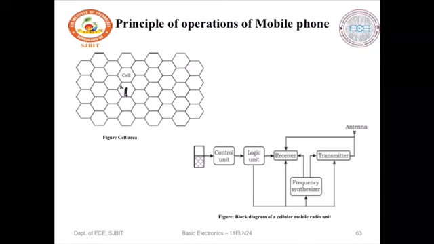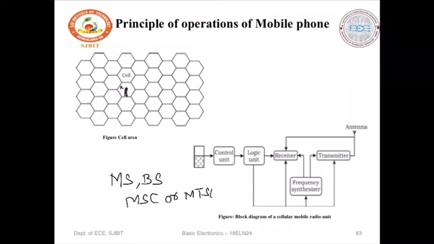A basic cellular system consists of mobile stations, base stations, as well as the mobile service switching center, which we call the MSC. The MSC is also known as the mobile telephone switching office, MTSO.